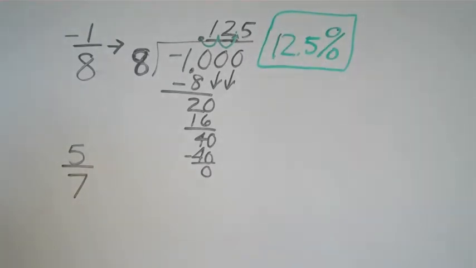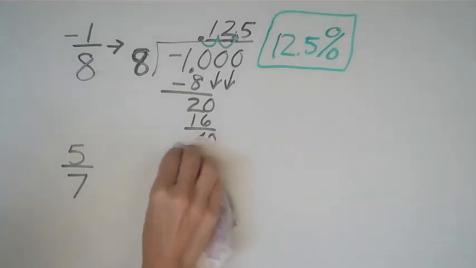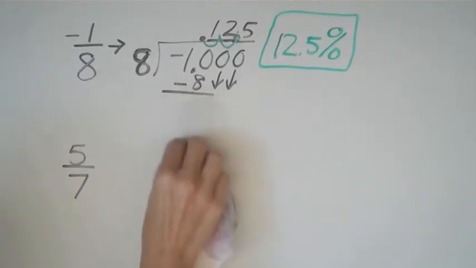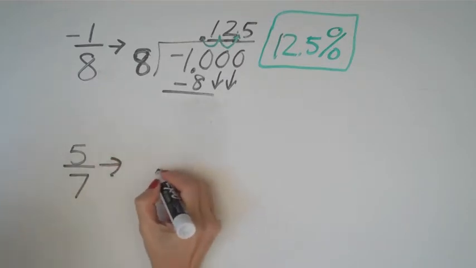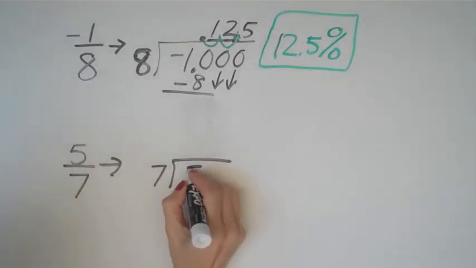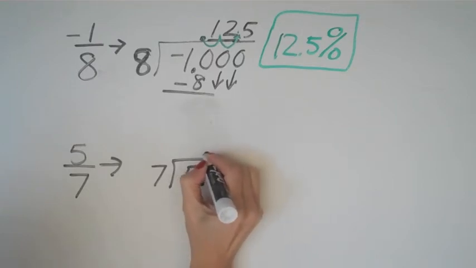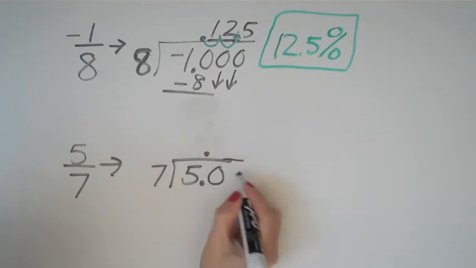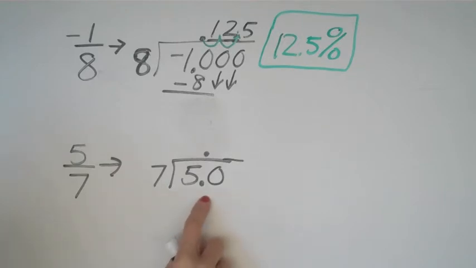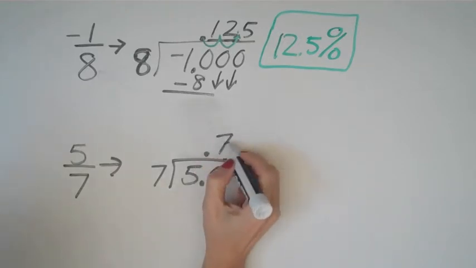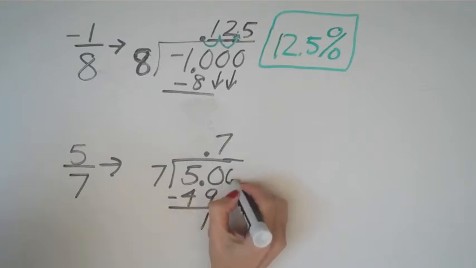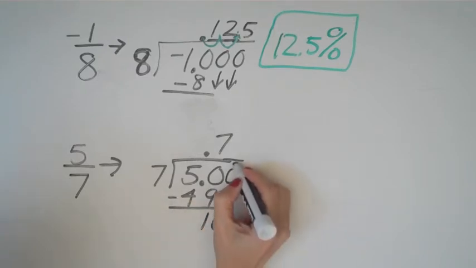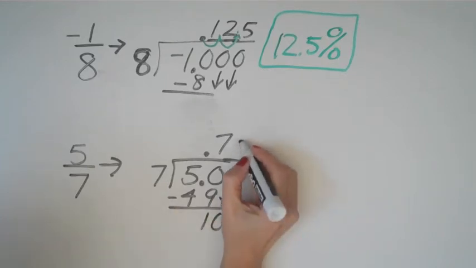Let's try one more example with 5 over 7. I'm going to erase some of this so we can get it out of the way. And 5 over 7, we're going to do the same thing. Top dog goes into the doghouse, so 7 into 5. We're going to add our decimal. Bring that decimal up right away so you don't forget it, and add in a 0. 7 into 50 goes 7 times, because 7 times 7 is 49. We're going to do subtraction. We get a 1. Bring down that 0.